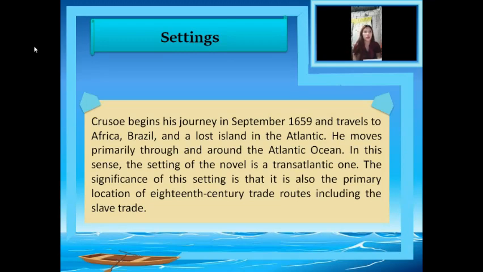So, additional info, the slave trade is the trading of slaves way back then. I don't recall what the year was exactly, but it was, just like I said a while ago, the trading of slaves.